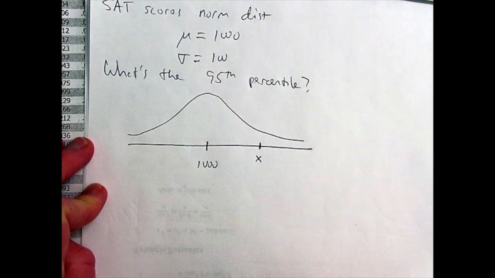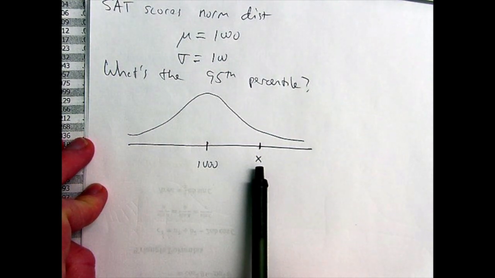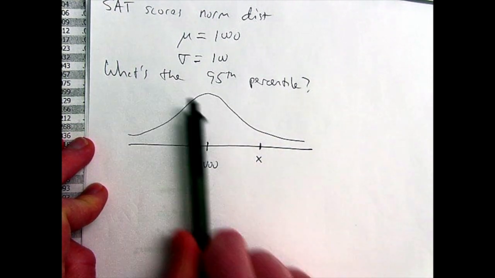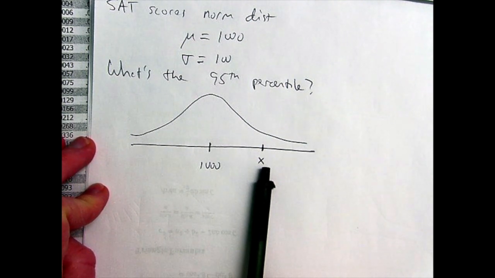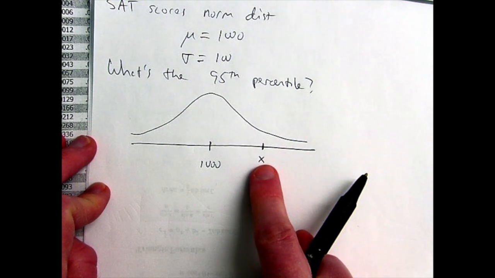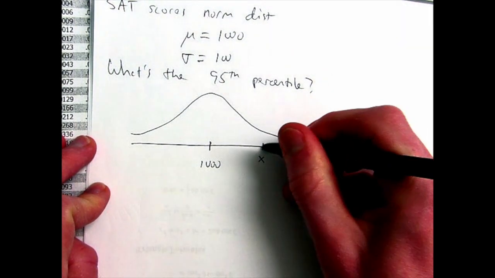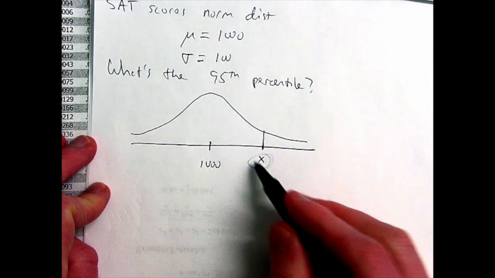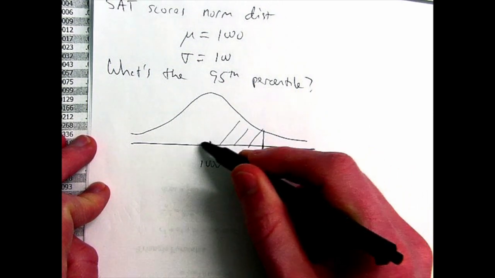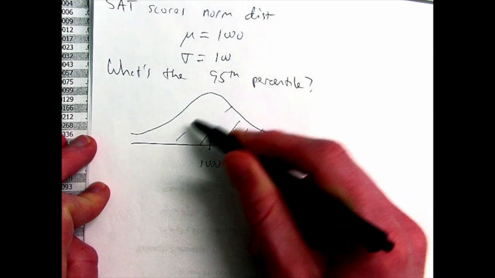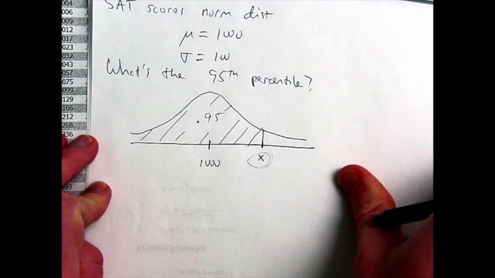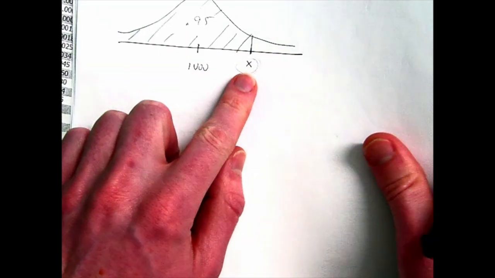And we want to know where's the value x which is better than 95% of the other scores. So this is better than 50%, maybe this is better than 60%, 70%. Eventually you're going to get to some value which is higher than 95% of the other scores, and we want to know what that x value is. That's the question. If this thing is bigger than 95% of the data, that means the area of the shaded region to the left of that x value is 0.95.